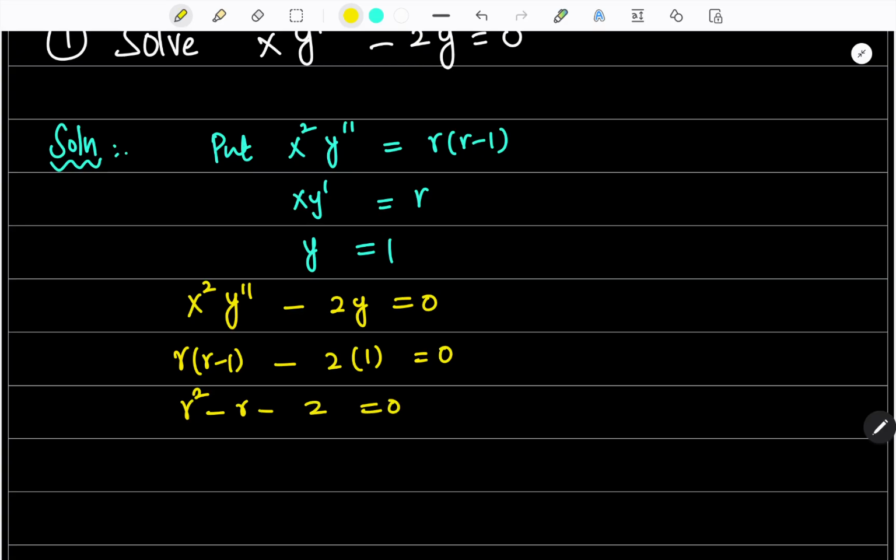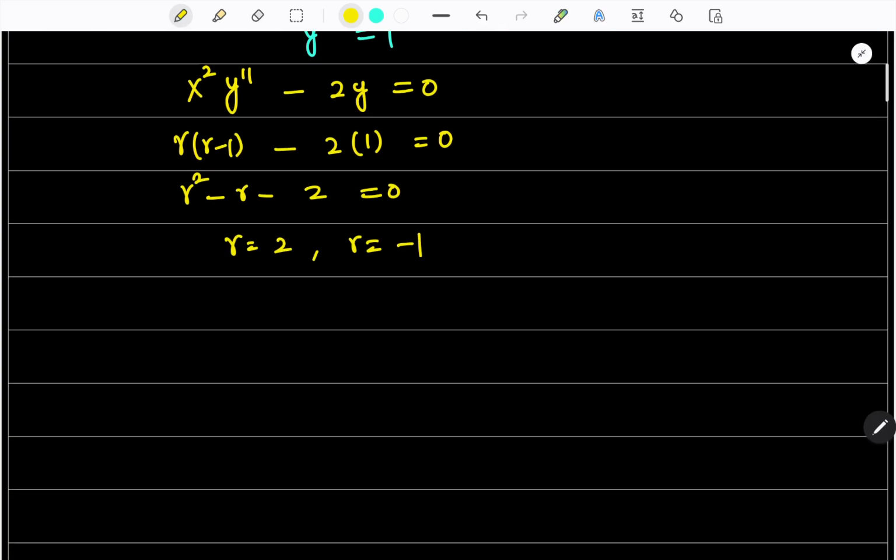Go to the calculator, which is mode 5 but then 3. So you'll use 1, minus 1, and then minus 2, equals. So you get two answers, 2 and minus 1. So r is equal to 2 and r is equal to minus 1.